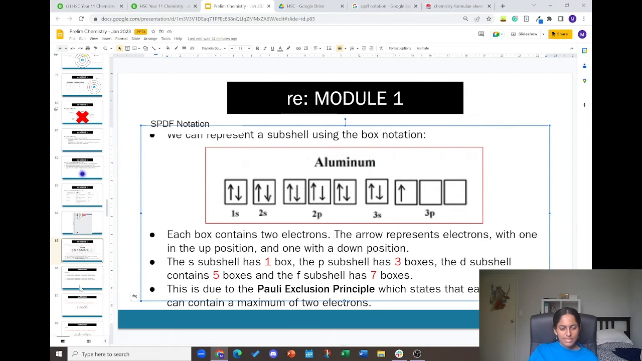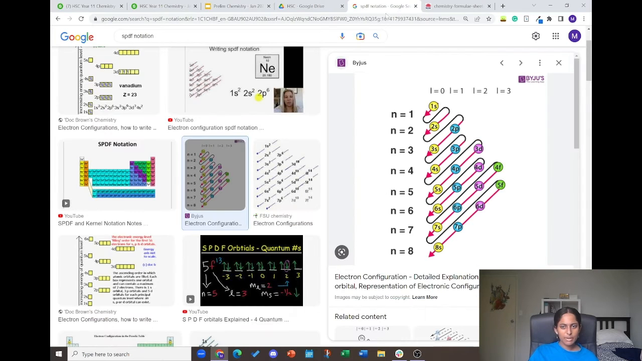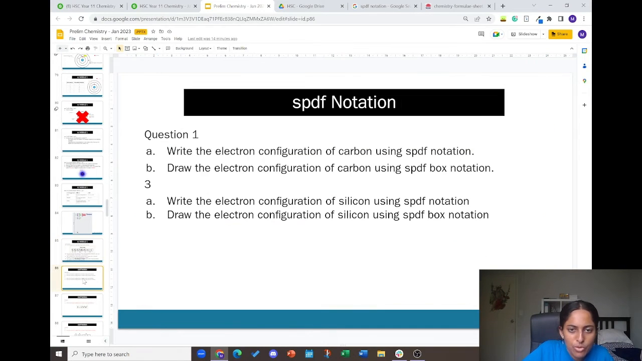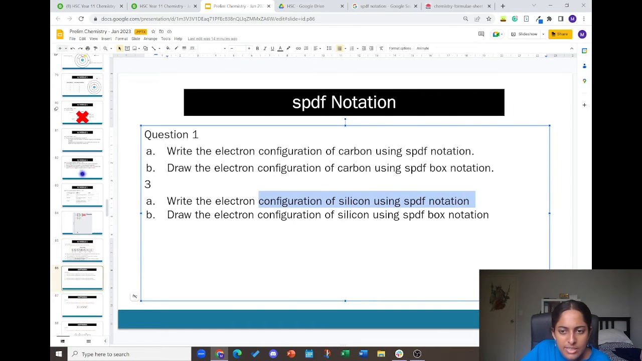With that being said, I'll let you quickly take a picture of this just so you have an idea of it and can write down each of it. I'll just go back. Now we'll pump a few questions out and do them together. I'll do the first one with you, and then you can have a go at the second one.